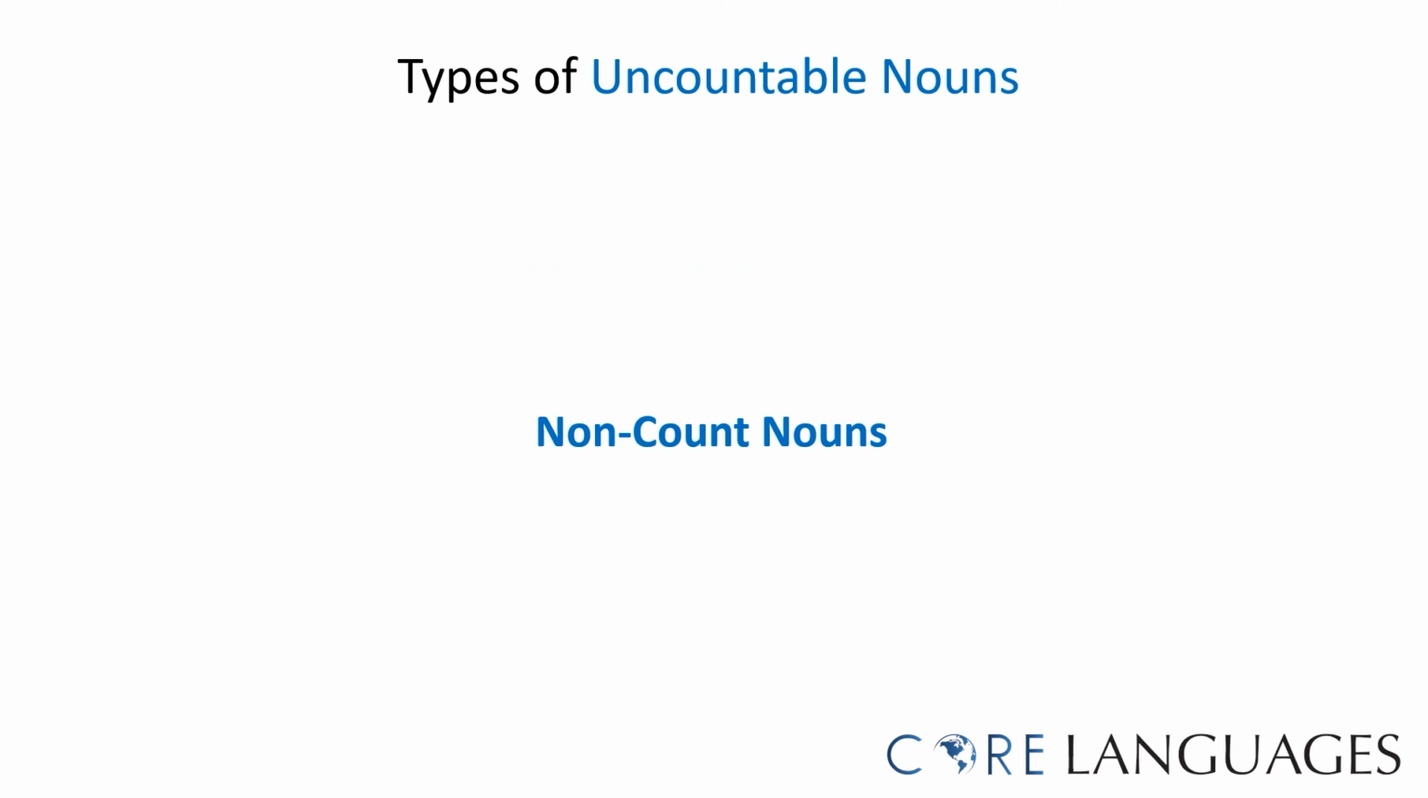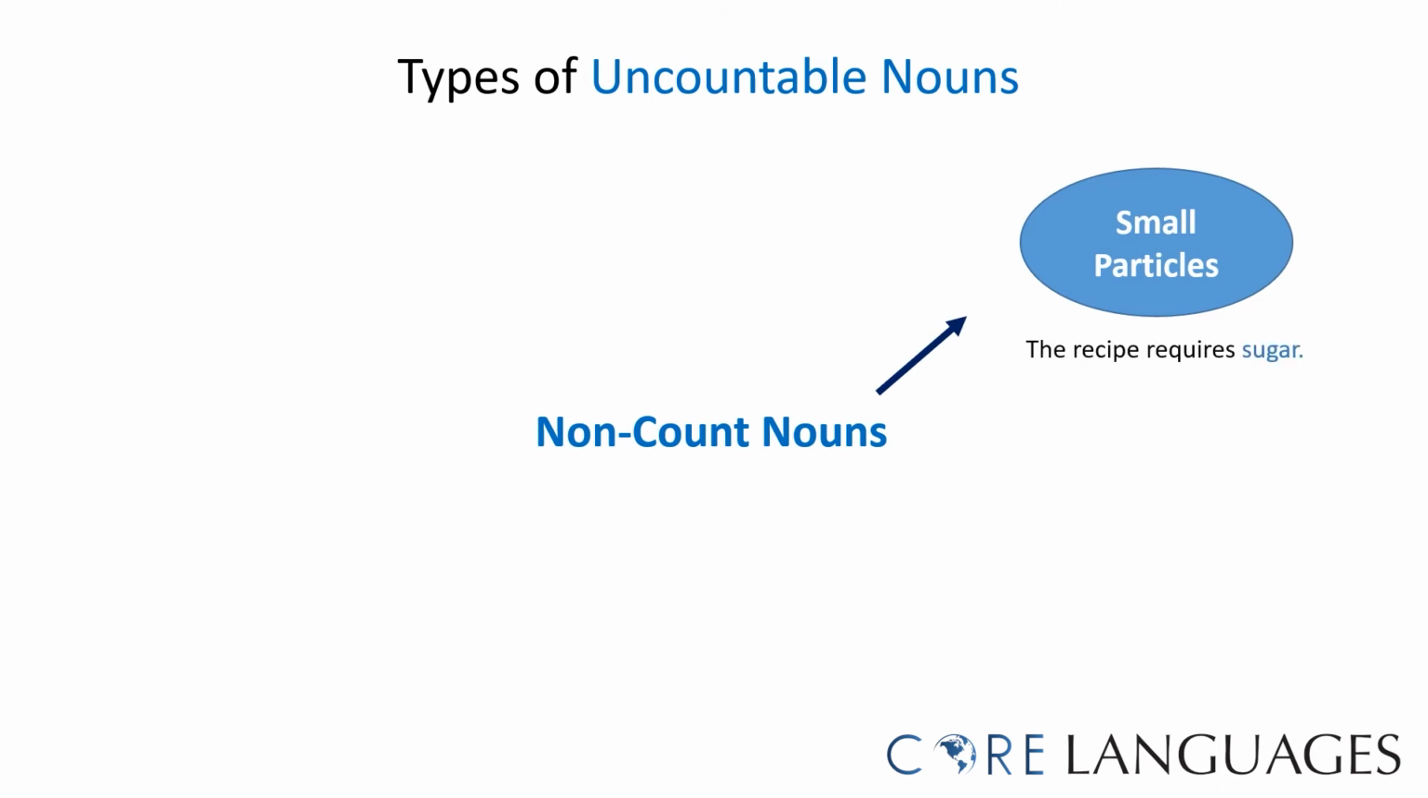There are different types of uncountable nouns. We use uncountable nouns for things that come in small particles. For example, sugar. The recipe requires sugar. If I wanted to count the sugar, I could say the recipe requires 2 cups of sugar.